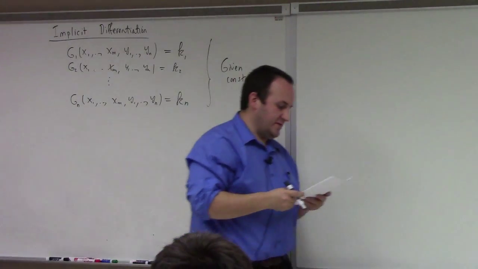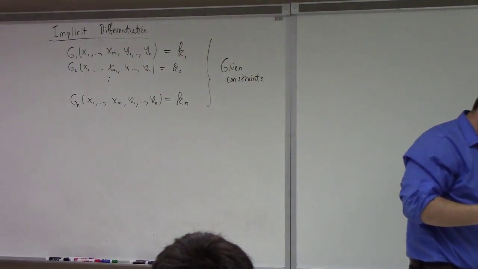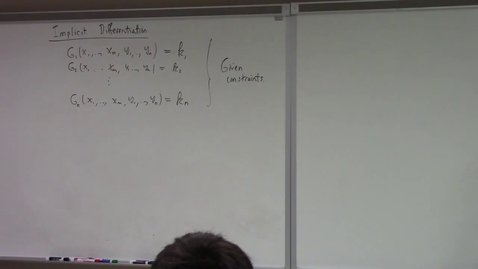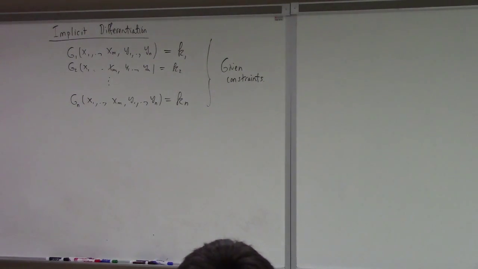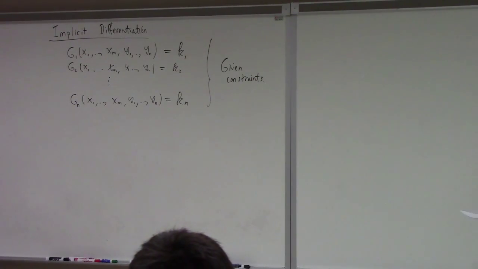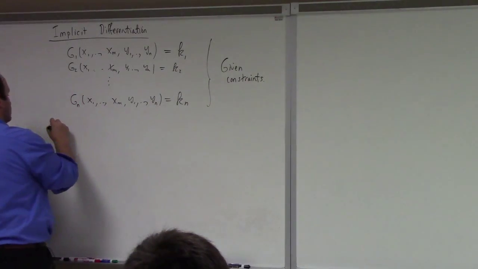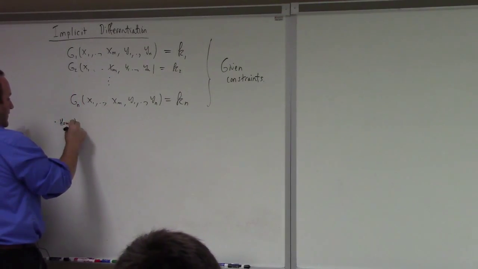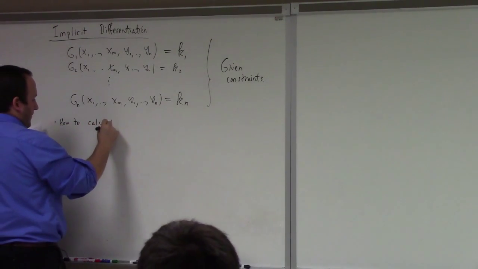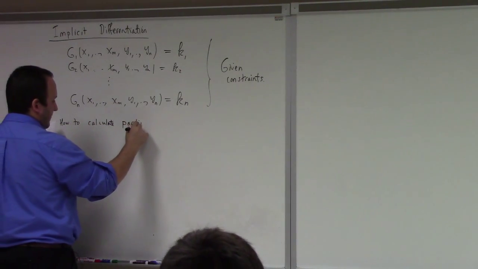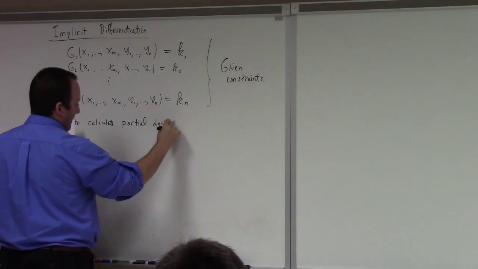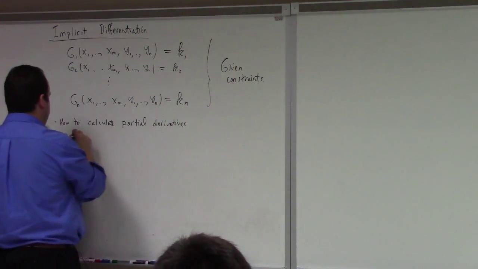Then essentially the problem is, as you're analyzing this system, which is described by these equations, what can you choose as dependent variables? What can you choose as independent variables? And how do you calculate partial derivatives with respect to these different variables? That's the thing we'd like to understand. So, how to calculate partial derivatives subject to these constraints.